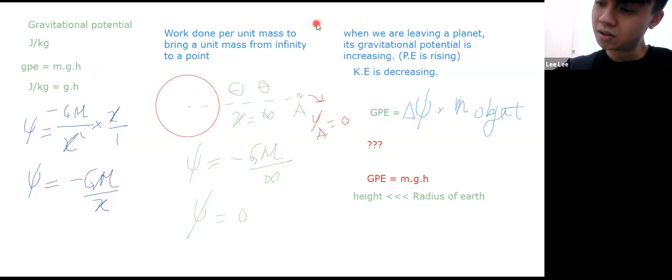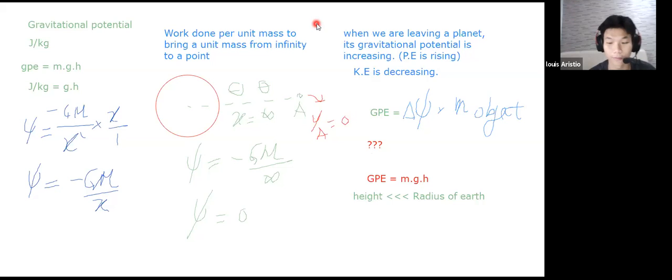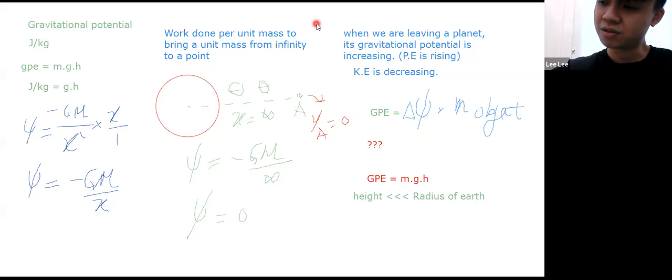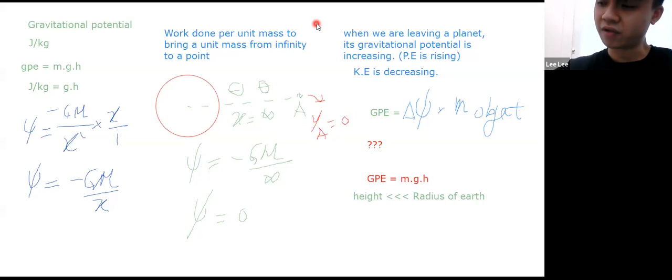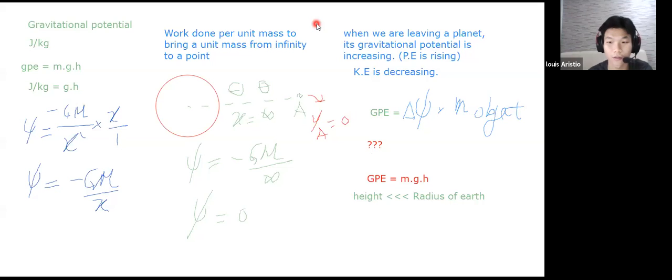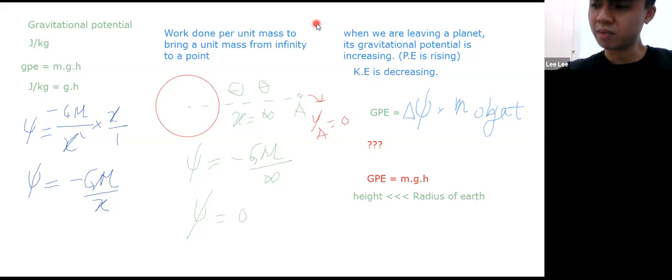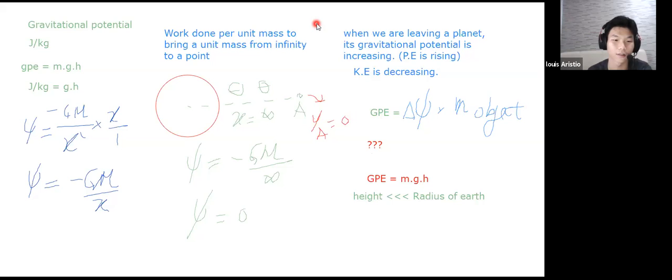Any questions? Sir, what is the triangle? Triangle means change. No, beside the triangle, sir? That is the symbol for gravitational potential. So to find that one, it equals negative GM over x. Yeah, the gravitational potential is negative GM over x. Oh, okay, sir. Thank you.